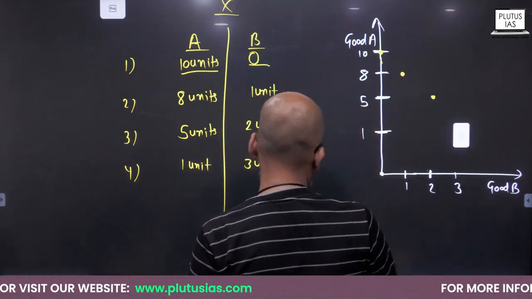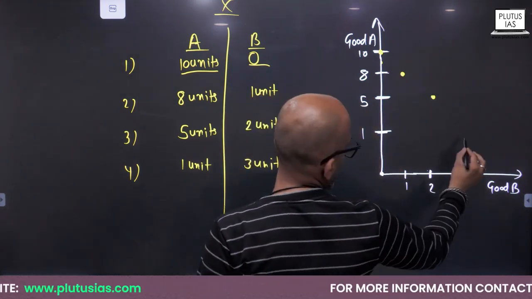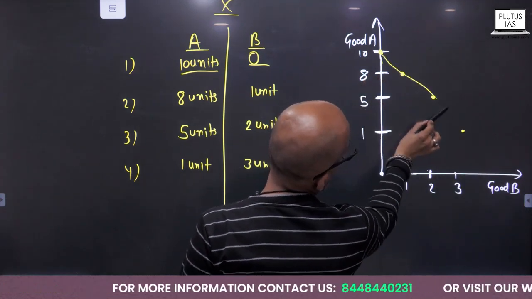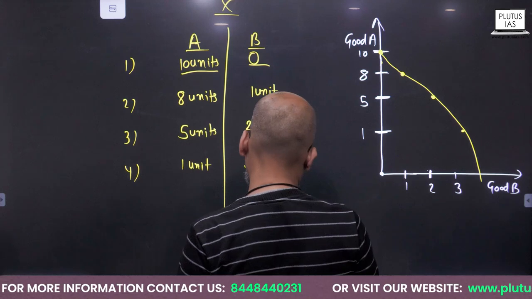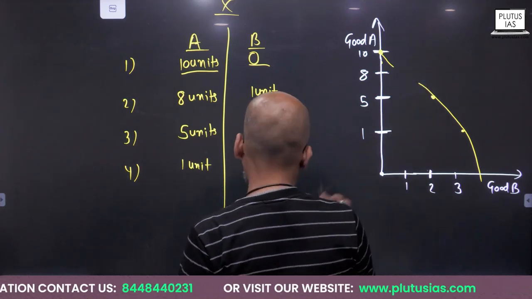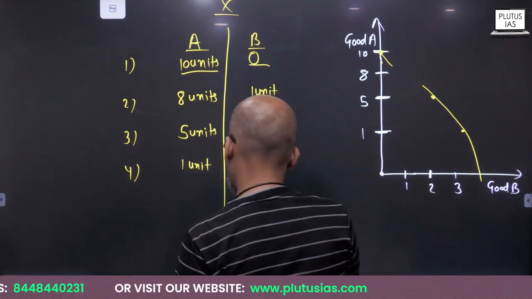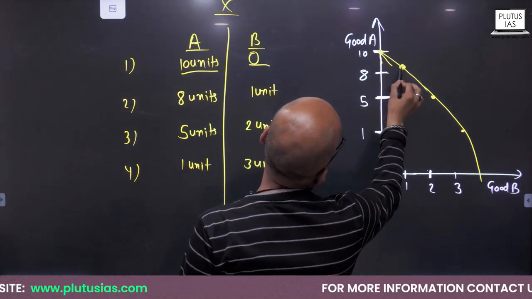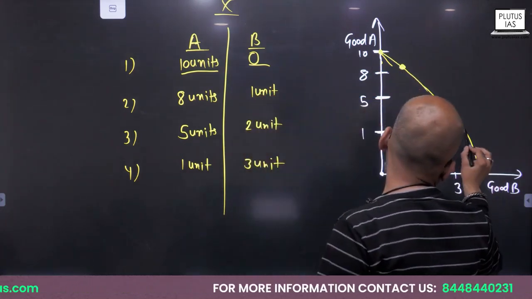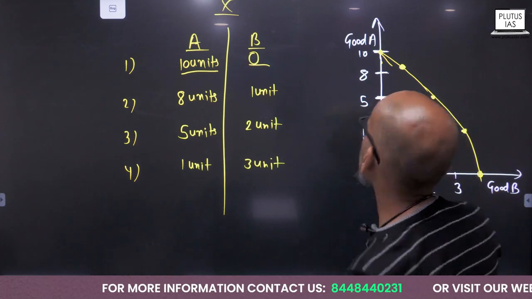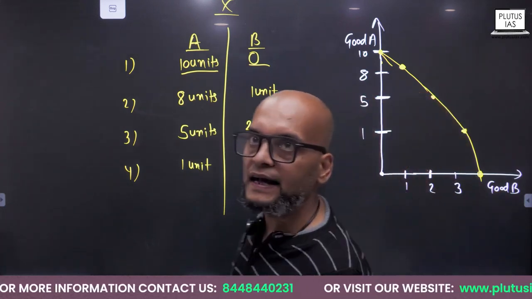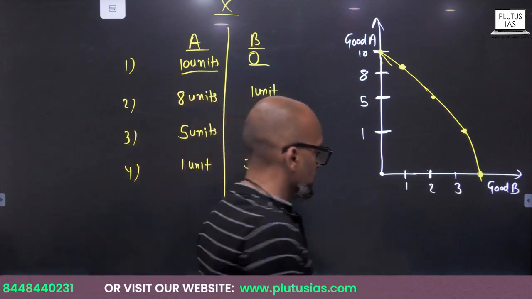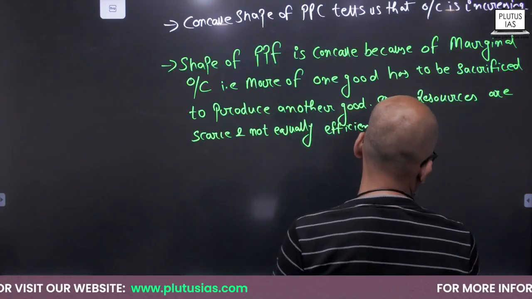Now what we have to do is, we have to just join these points. If you properly join these points, as you can see, this will be the shape of the curve. This curve is known as production possibility curve. Okay. Now let's come back. That's how it is drawn.